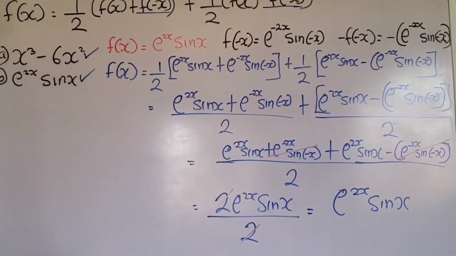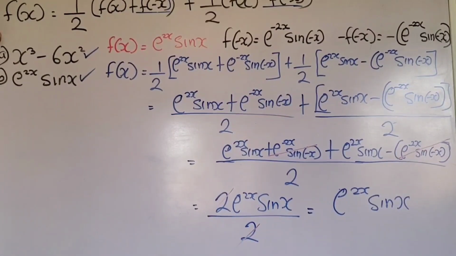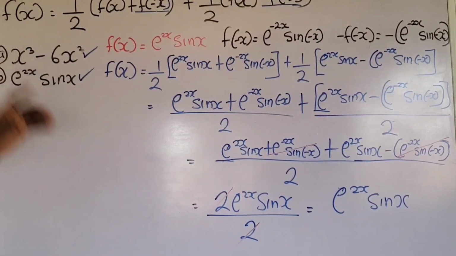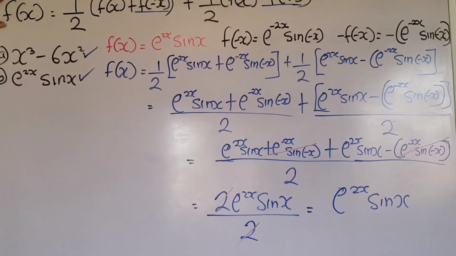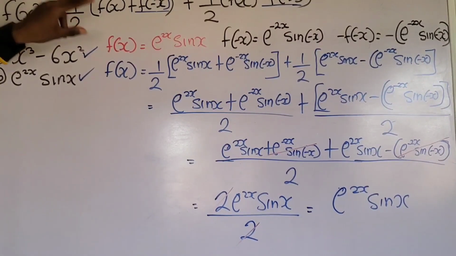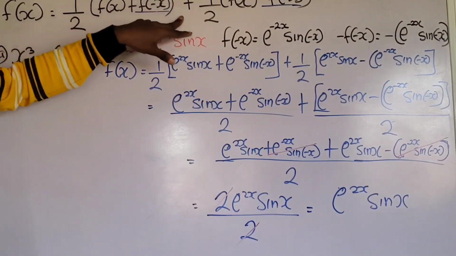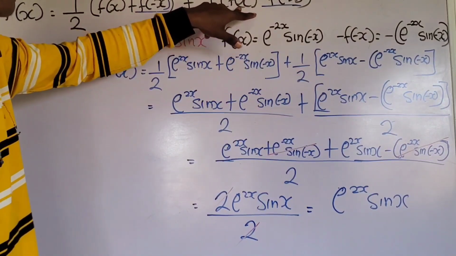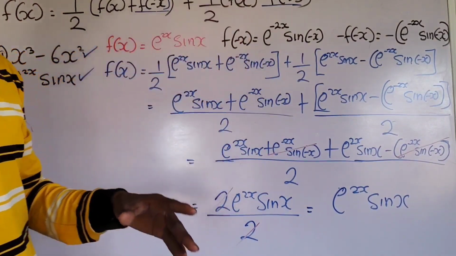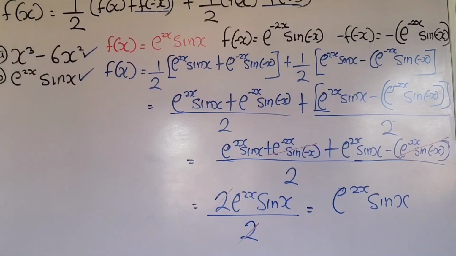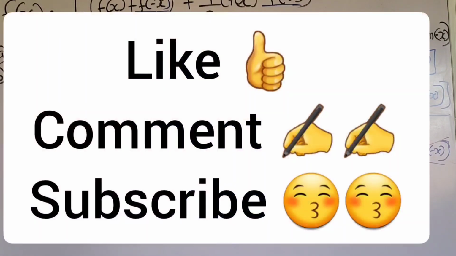The reason is because it met the criteria, it met the condition. Don't forget this. For us to be able to write a function as the sum of an even and an odd function, that function must be equal to the sum of the function and the even of that function divided by 2 plus the sum of the function and the odd of that function divided by 2. You understand? If you missed the previous class, kindly check the playlist on this channel and watch those classes to understand more on even and odd functions. So that's all.